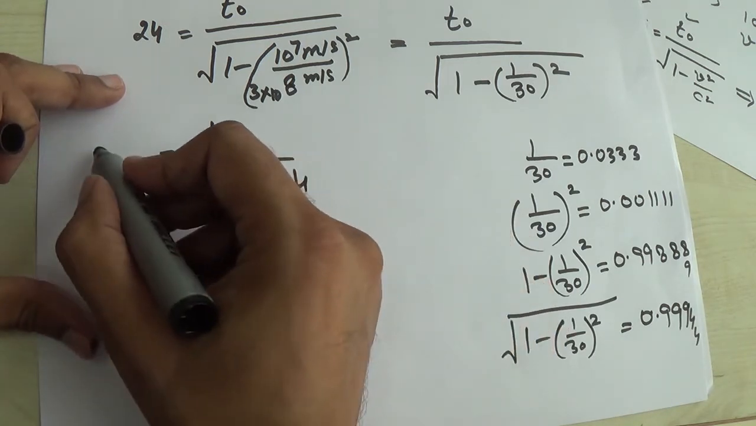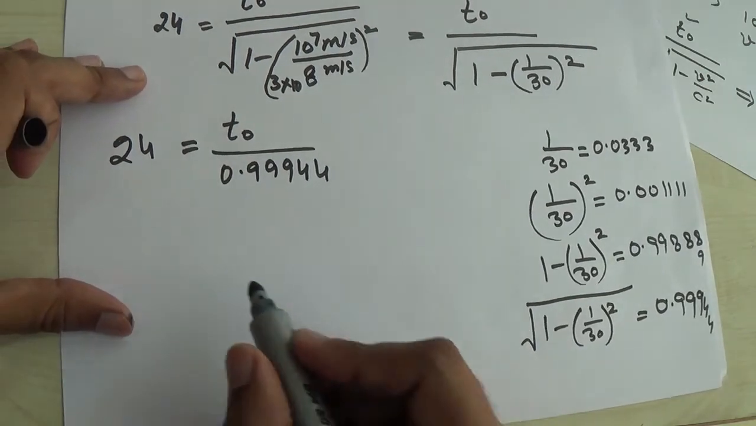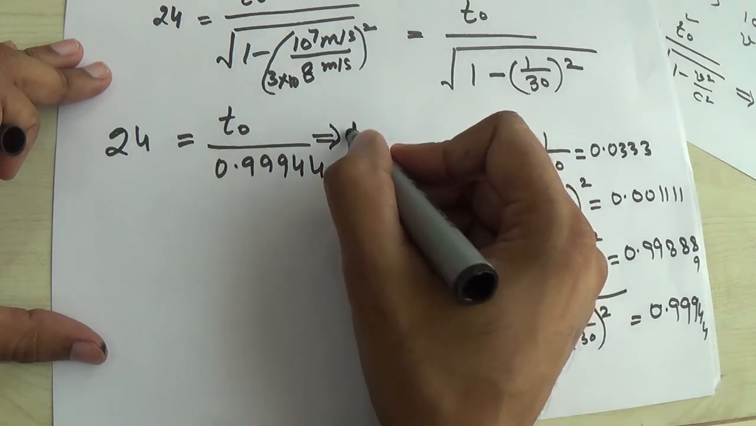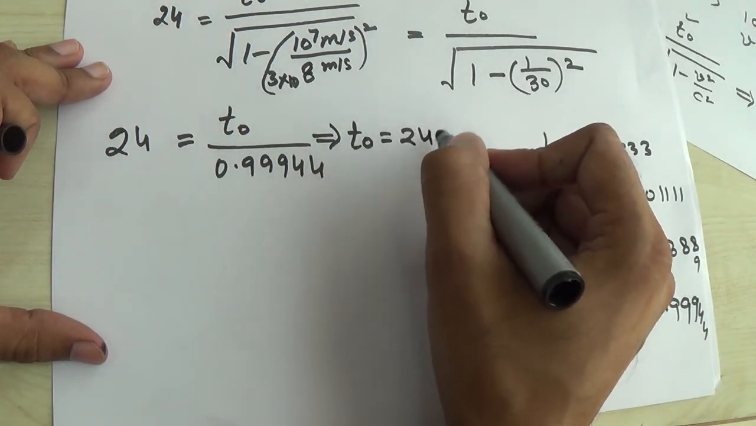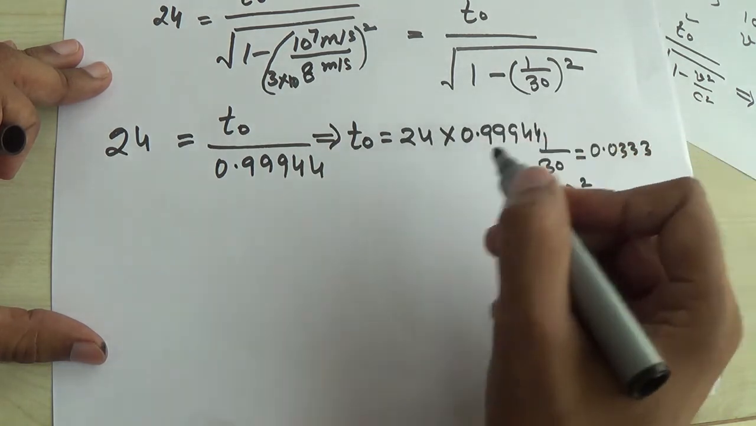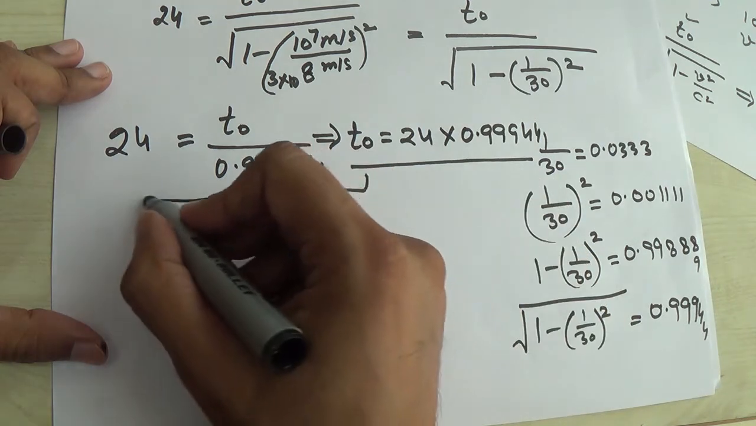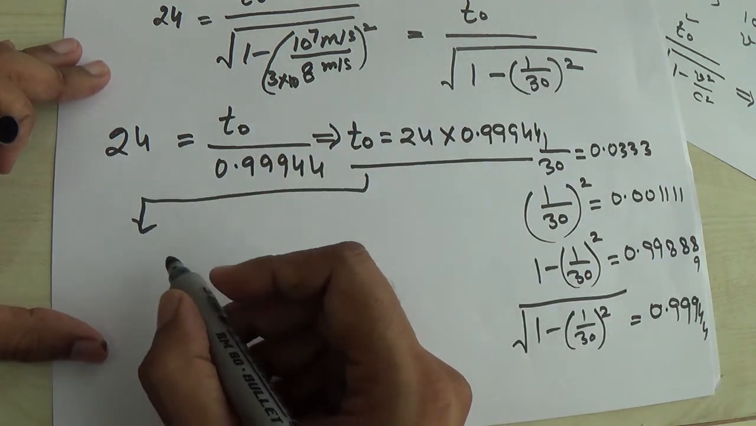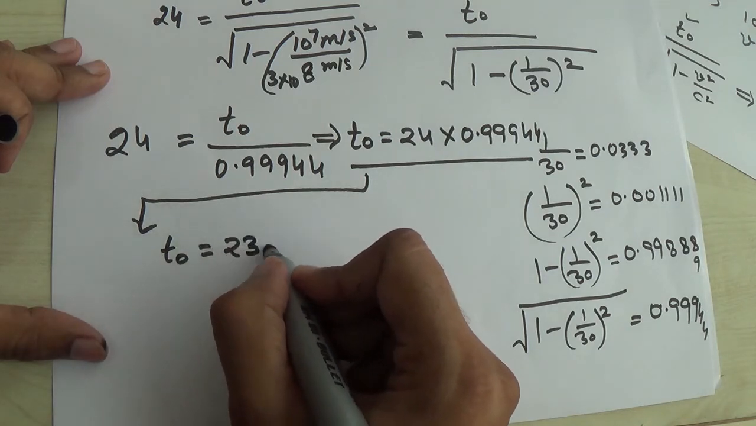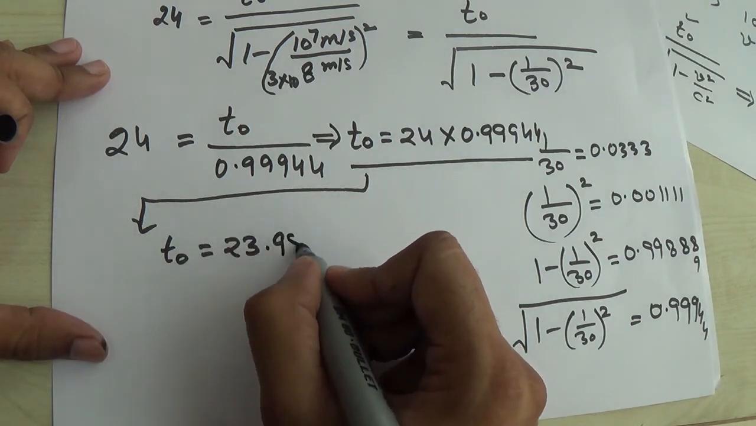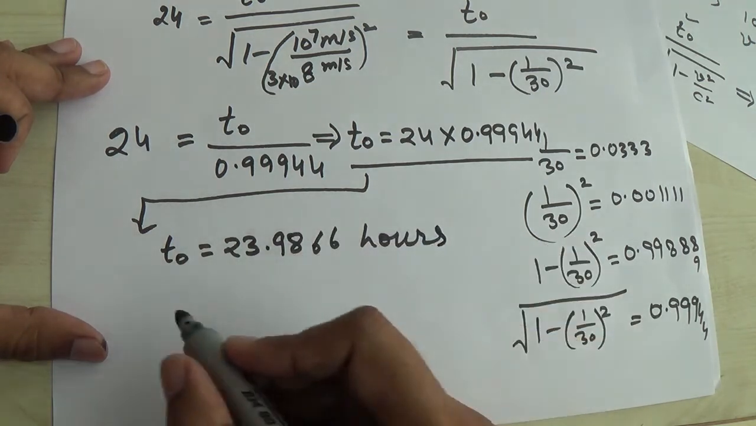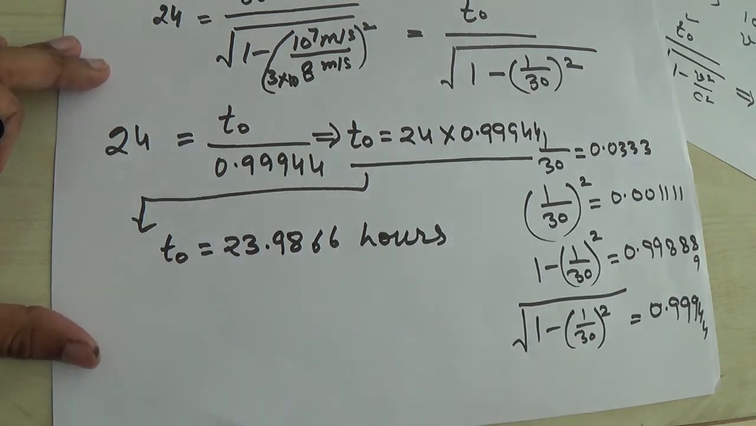So now putting the value, it becomes T naught upon 0.99944, and there is 24. So you can write T naught is equal to 24 into 0.99944, and the result of it is T naught is equal to 23.9866 hours. Right, so this is T naught.